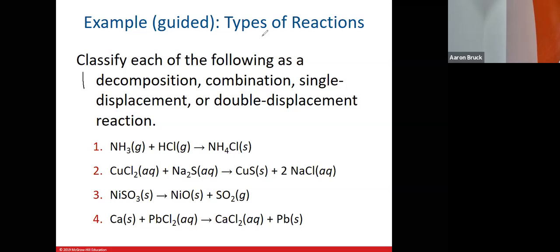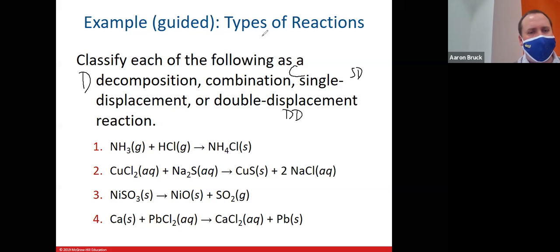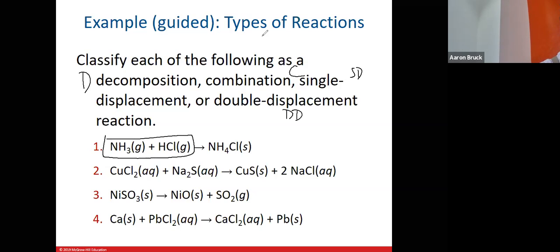So we have decomposition, which we're going to label as D, combination, C, single displacement or single replacement, both the same, we're going to SD, double displacement, DD. So with those 4 abbreviations, let's classify these 4 different reactions. In number one, I see that I have a couple of reactants turning into a single product.